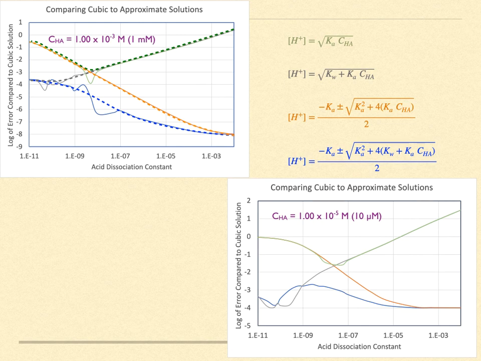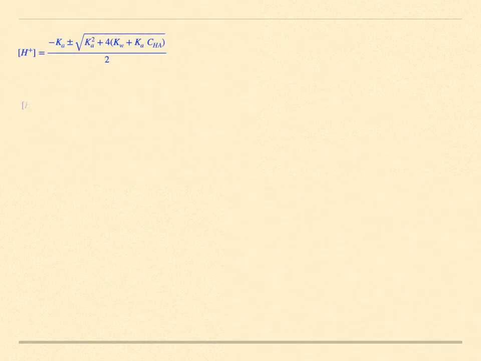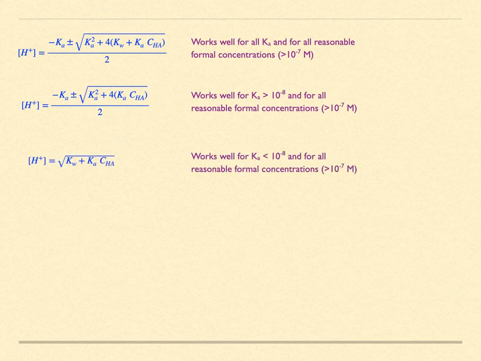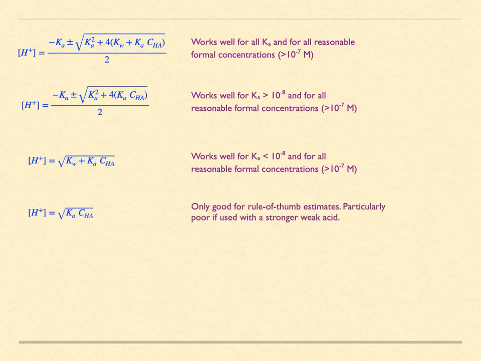So what lessons can we learn? Either quadratic solution works well for acids with strengths above 10 to the minus 7. The more complete version works well at still lower Ka values. The square root solution that includes Kw is useful for very weak acids with Ka below 10 to the minus 8, but do not use it for strong, weak acids. The simplest square root solution is seldom accurate.